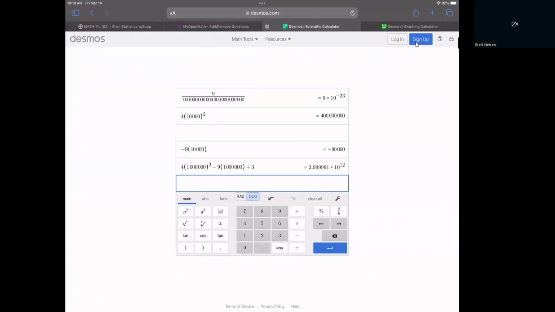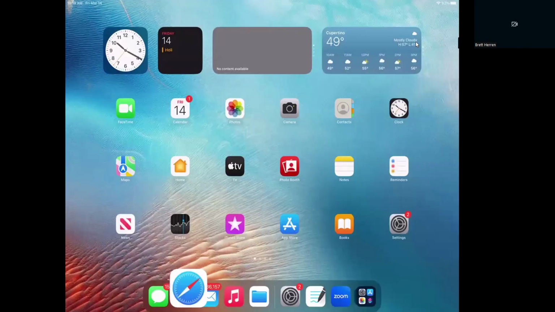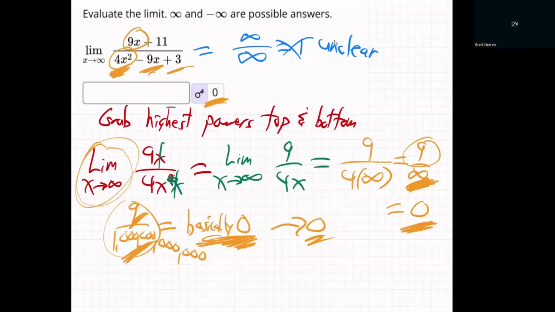Do you see that? It's basically almost four. See how it's 3.99999? Basically, the four is dominating that scene. The four is dominant. The other stuff is like nothing. It's basically the four. So that's the deal. When you head off to infinity, the most powerful terms are all that matter. This 4x squared is going to dominate over these guys.